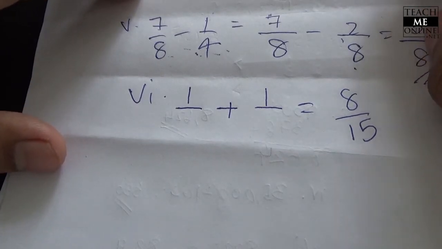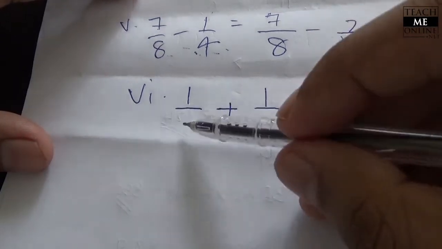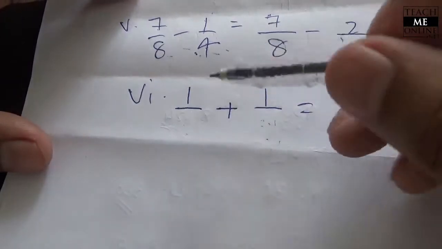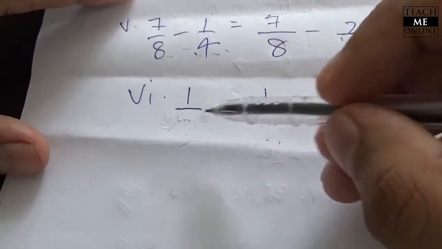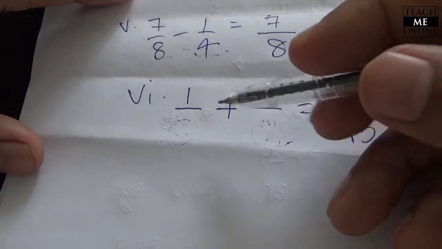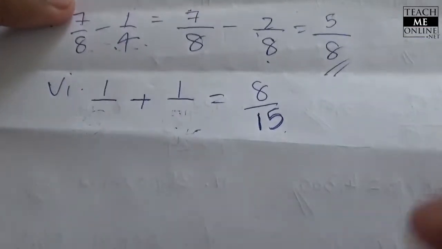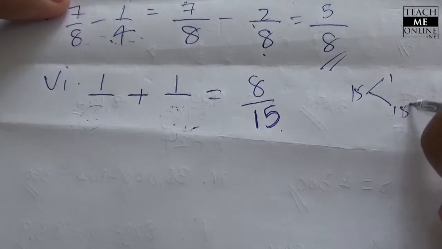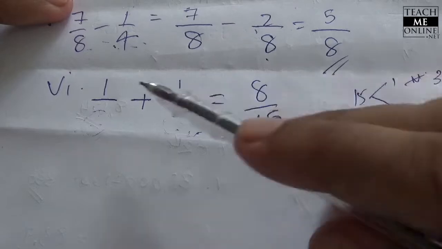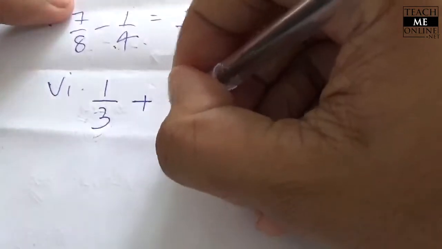When I add unit fractions, what I do is I get the LCM of the two denominators. So whatever this denominator is and whatever this denominator is, if I multiply with each other, I should get 15. So the factors of 15 are, you can write 15 as 1 times 15, and you can also write as 3 times 5. So it won't be 1 and 15 because 1 upon 1 is just 1. I'll take 3 and 5.